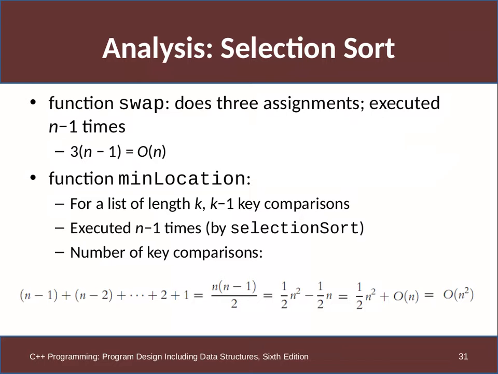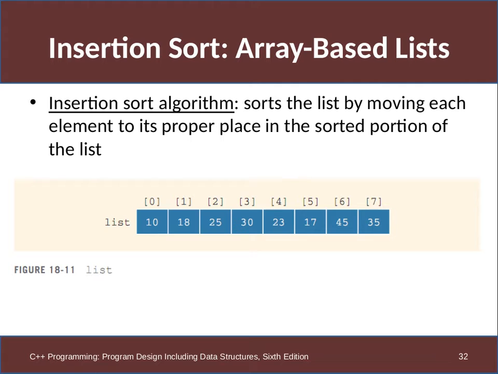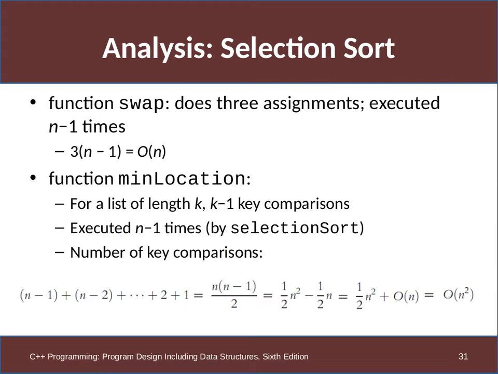Okay, so they did their own analysis. Swap does 3 assignments, executed n-1 times at worst. So they called it O of n for swapping. We came up with that. And then for find min location, which is what their function used to find the minimum element, it took k-1 key comparisons, executed n-1 times. You math it all out, and you get basically O of n squared, which is what we just did now on the board. Okay, insertion. So, any questions on selection sort?